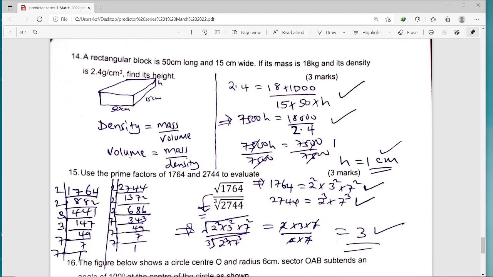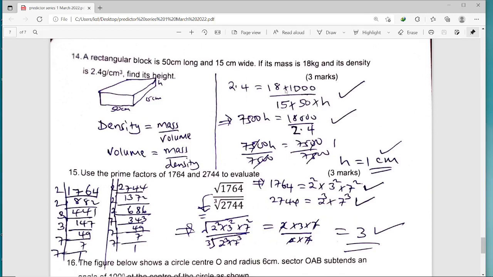But the volume, of course, if we need that, we say volume is equal to mass over density. But we are told the volume, so if we use kg, the height we don't know, that's what we are finding. We have 50 and this 15. So the mass, because here it is in grams, we change this mass to be in grams, so times 1,000. So 2.4, which is the density, equals mass, which is 18 times 1,000, over 15 times 50 times h.